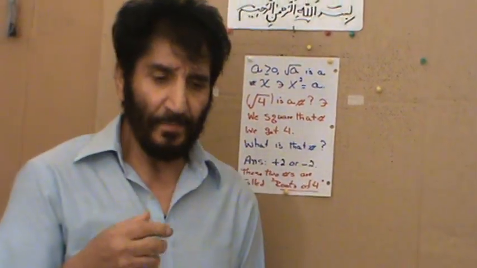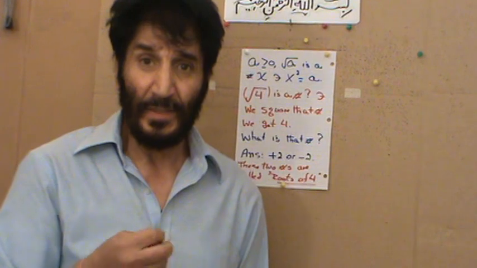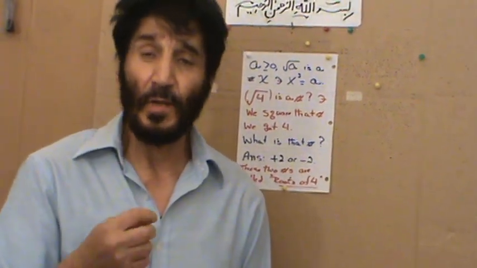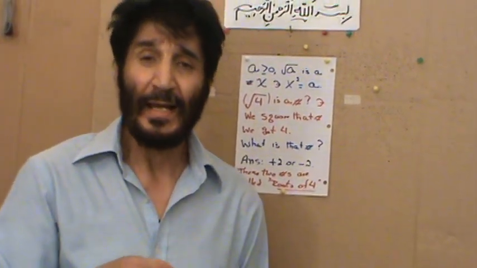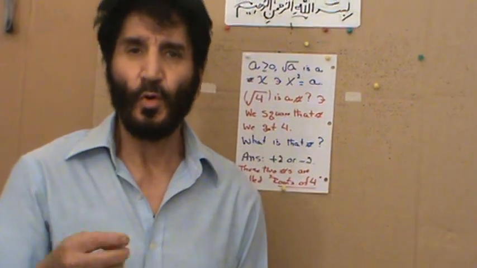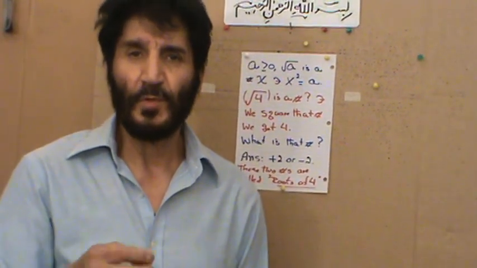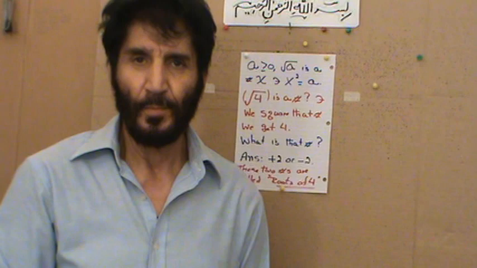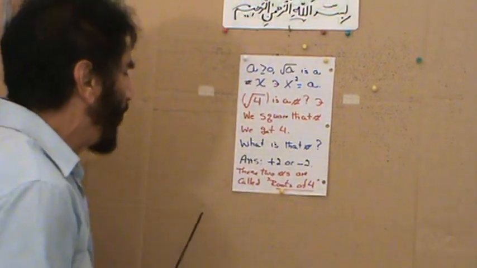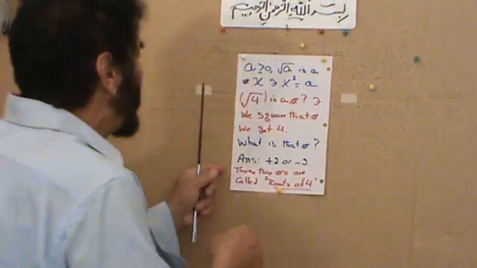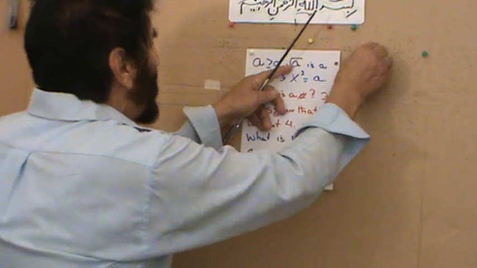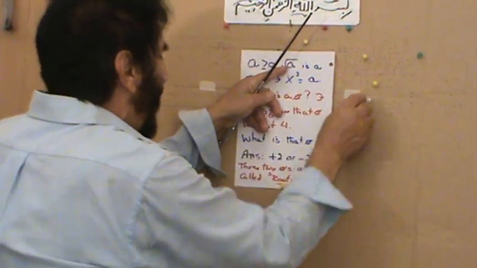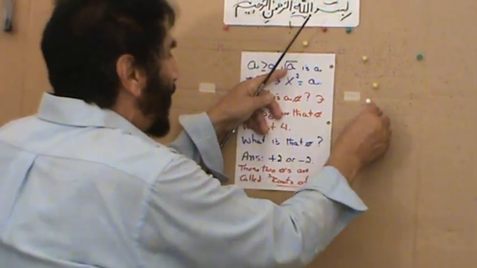Then to answer this question, what is the number that if you square it, you get 4? The answer is plus 2 or minus 2, because both of them, if you square it, you get 4. All right. Now these two numbers that I just mentioned, 2 and minus 2, are called roots of 4.